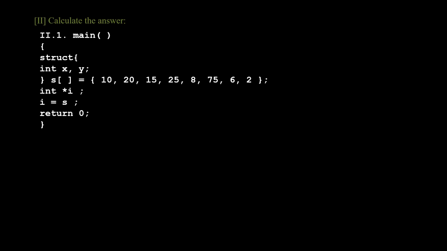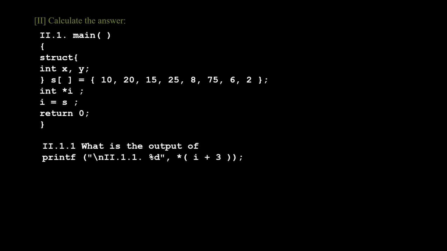So here is a program. There is a structure with int x, y variables, and it's an array of structures, and the values are initialized, and there's a pointer int *I equal to s. So the question is, what is the output of *(I + 3)?